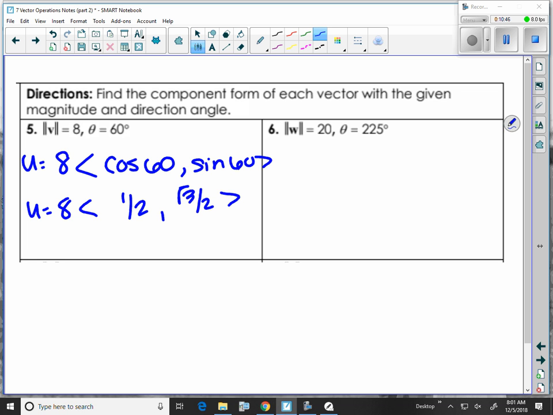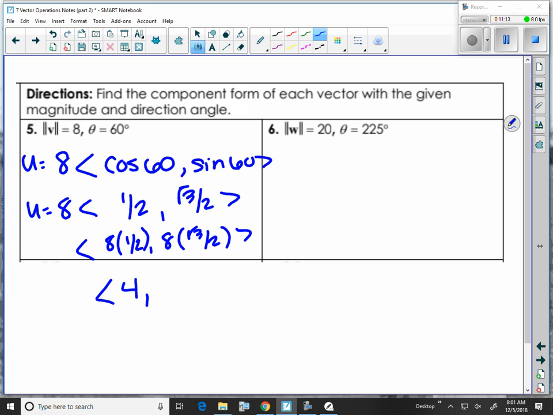Now we just distribute our 8, kind of like we did yesterday, and the day before. So you distribute that 8, so you get 8 times 1/2, comma, 8 times the square root of 3 over 2. What's half of 8? 4.